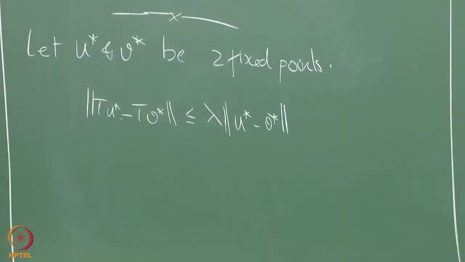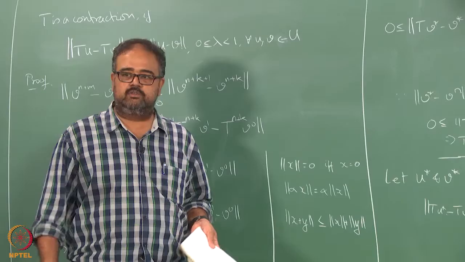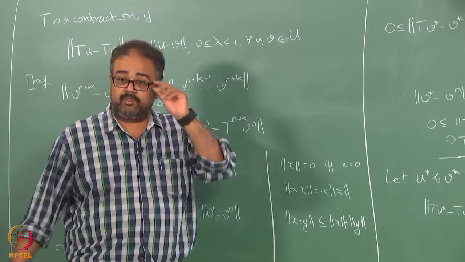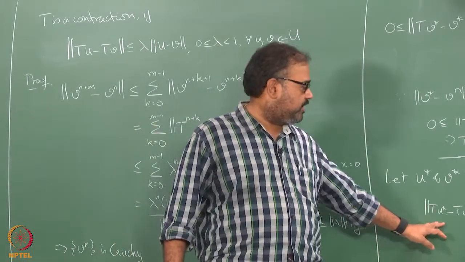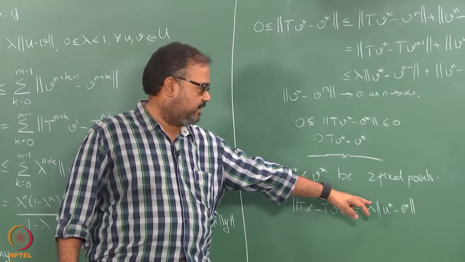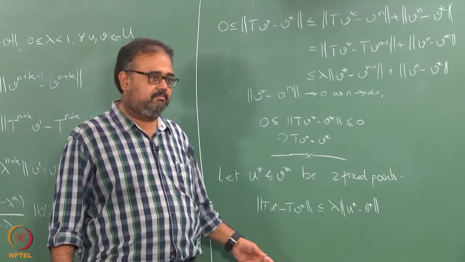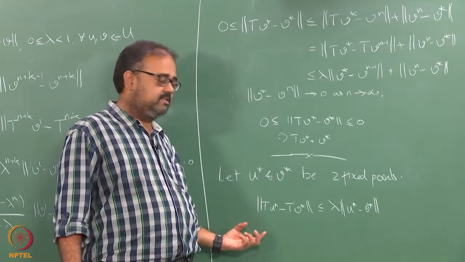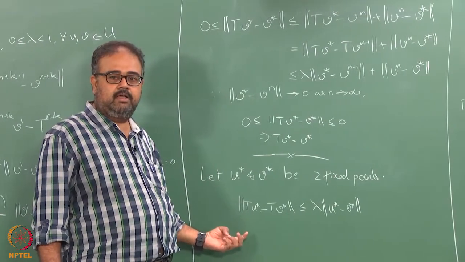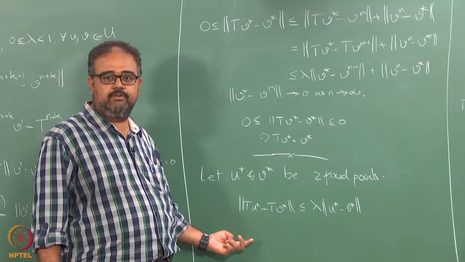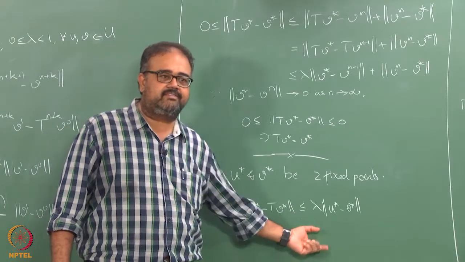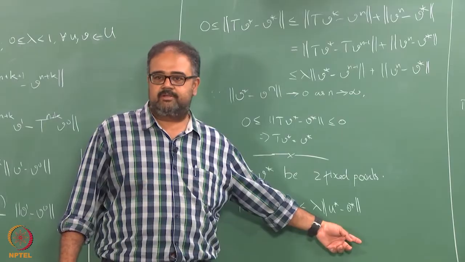Suppose u star and v star are two different fixed points for T. From the contraction property, we have the norm of T u star minus T v star is less than or equal to lambda times the norm of u star minus v star. But since they are fixed points, the left hand side is also the norm of u star minus v star. So we have the norm of u star minus v star is less than or equal to lambda times the norm of u star minus v star.